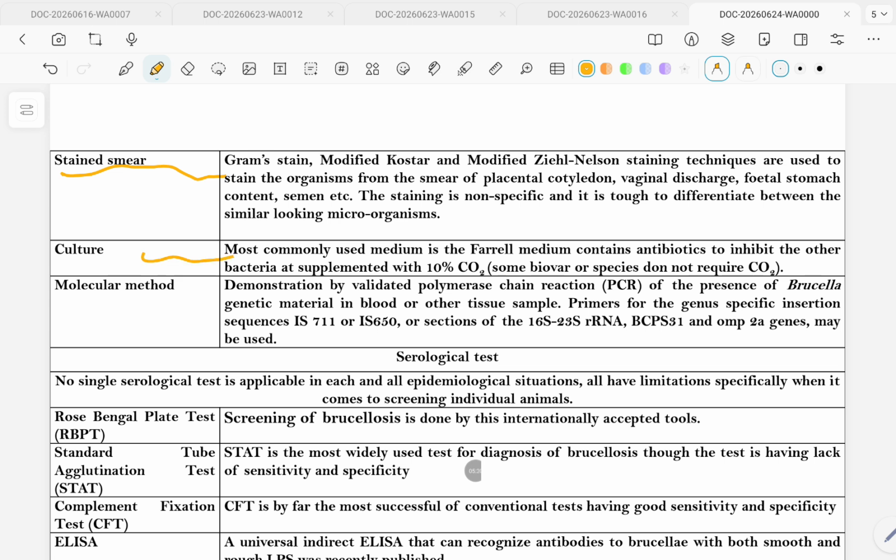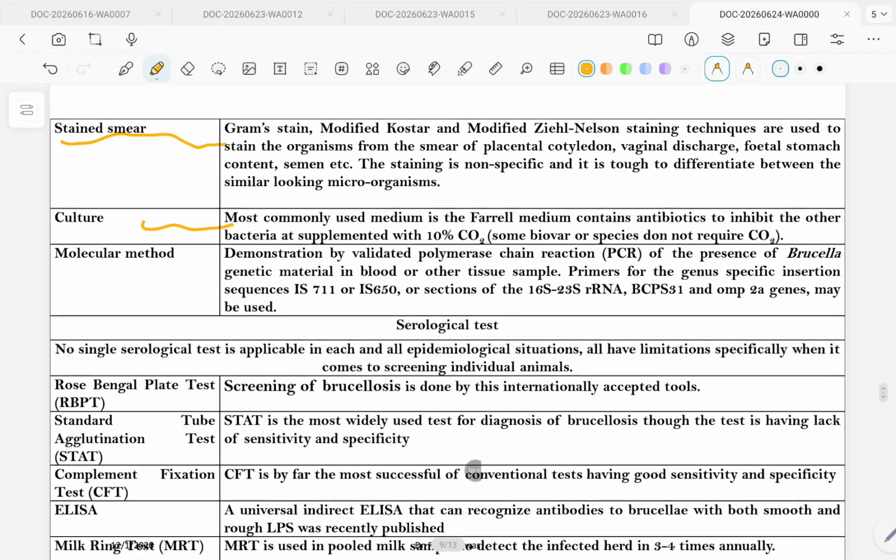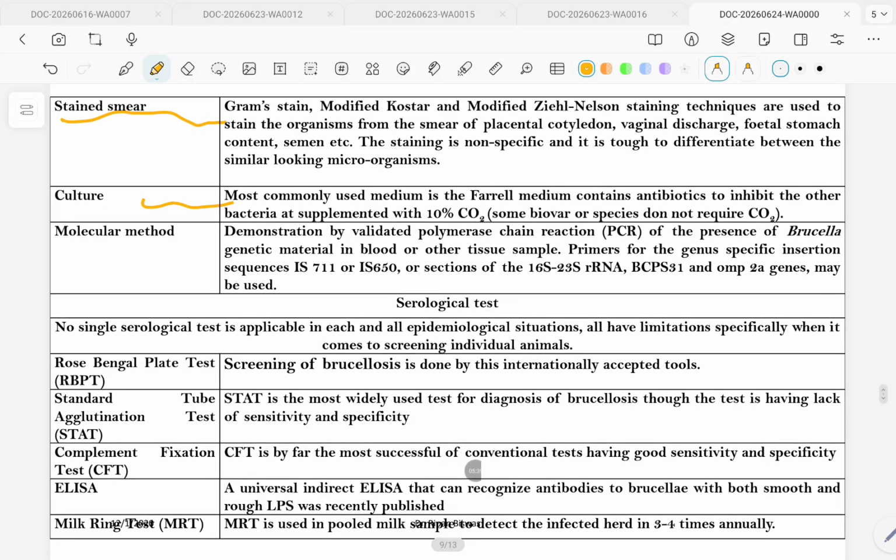Culture: the most commonly used medium is Farrell's medium, containing antibiotics to inhibit other bacteria and supplemented with 10% CO2. Some biovars or species do not require CO2. Molecular method: demonstration by validated polymerase chain reaction, PCR, of the presence of Brucella genetic material in blood or other tissue samples. Primers for the gene-specific insertion sequence IS711 or IS650, or a section of the 16S to 23S RNA, BCSP31 and OMP2A genes may be used.